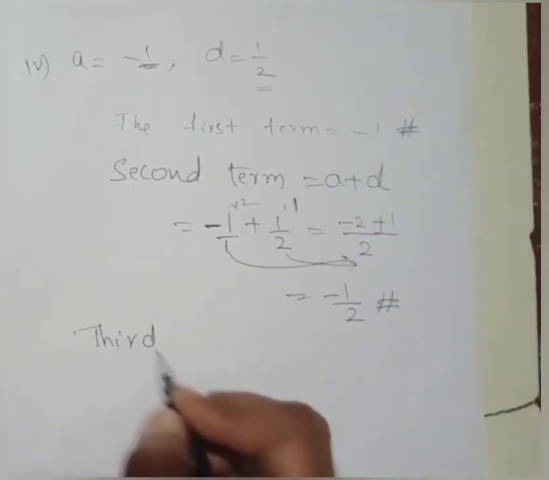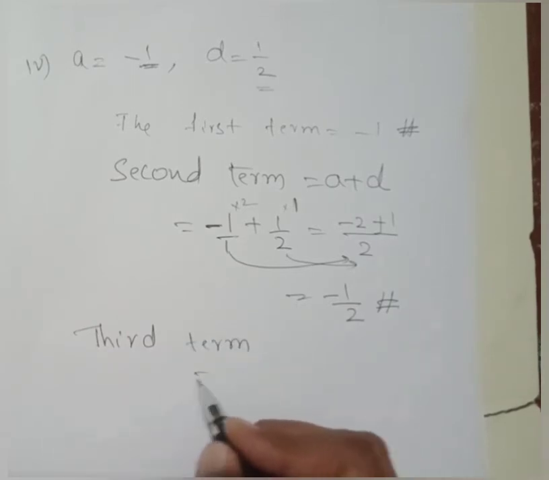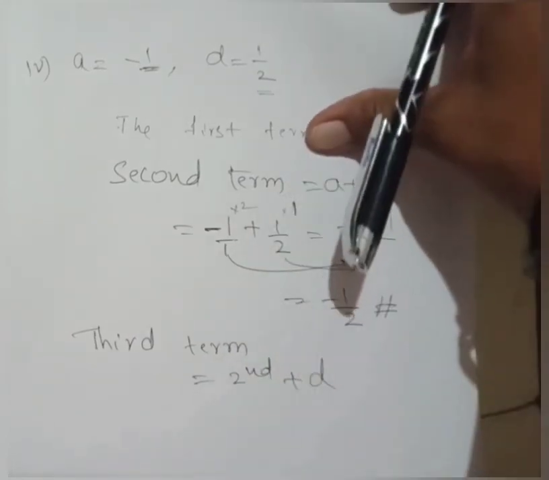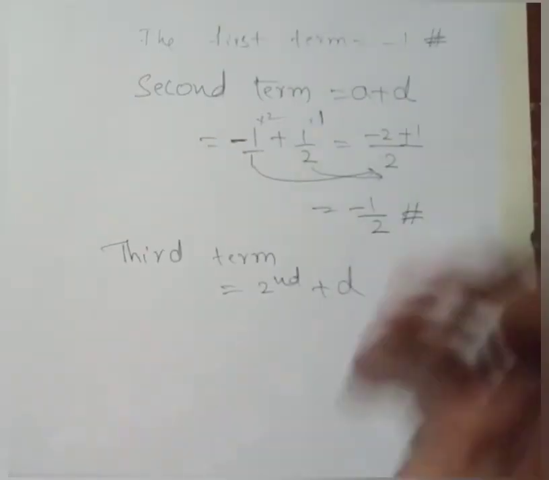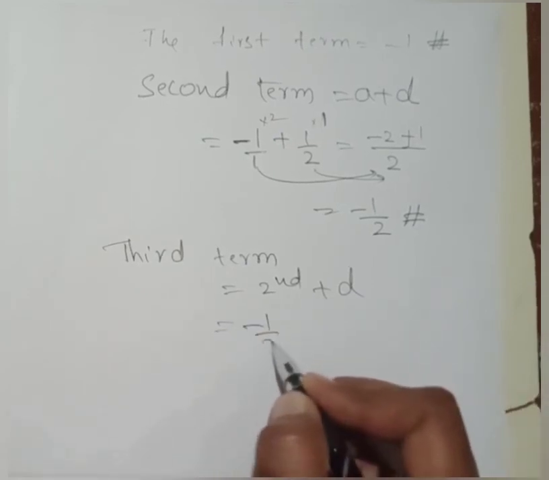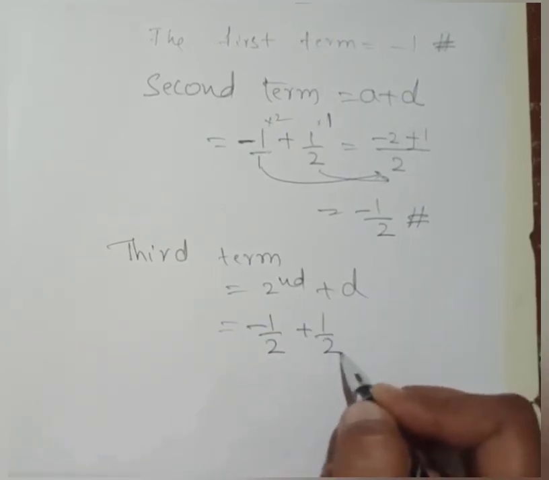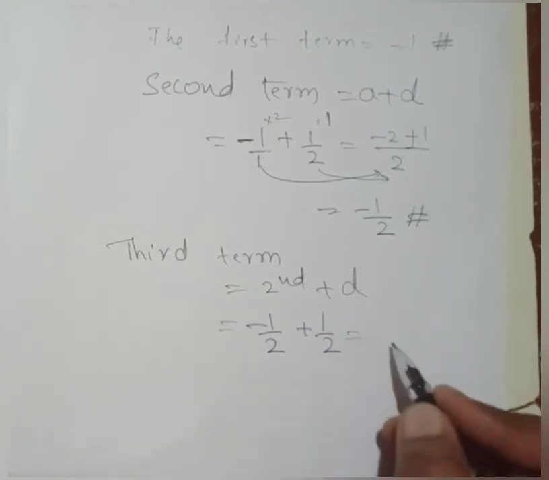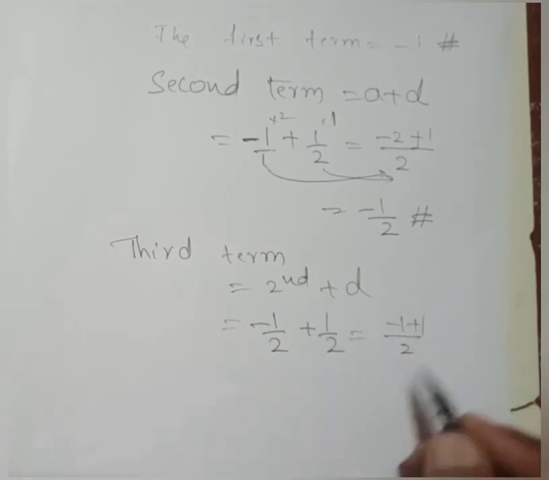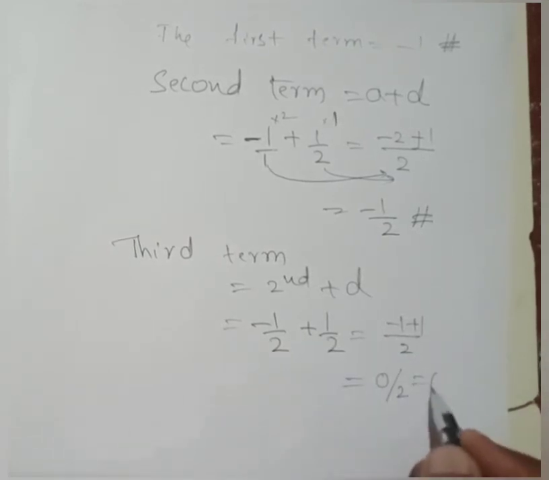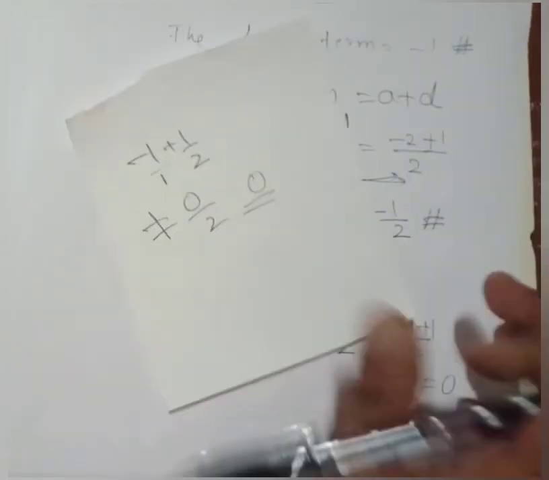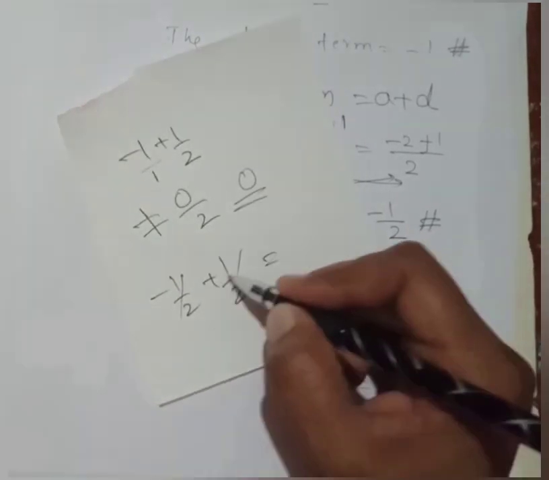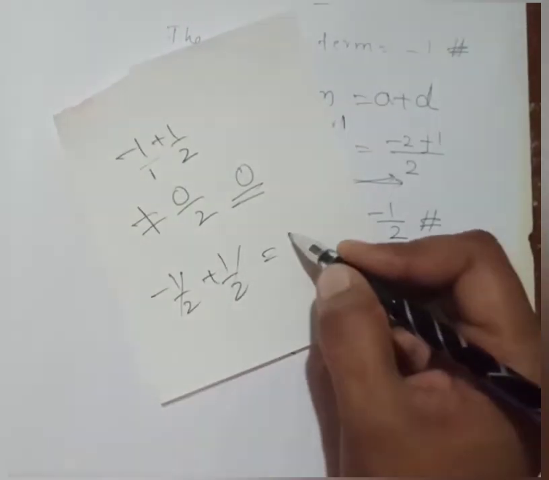Third term is given by what? Third term is equal to second term plus the difference. You can write T2 plus D also. Then look here. Second term you have got as minus 1 by 2, and the difference is plus 1 by 2. Both denominators have the same number, that is 2, and minus 1 plus 1 gives 0 upon 2, which is equal to 0. You can do it this way: minus 1 upon 2 plus 1 upon 2, they get cancelled. Both have the same value but negative and positive signs, so the value is 0.